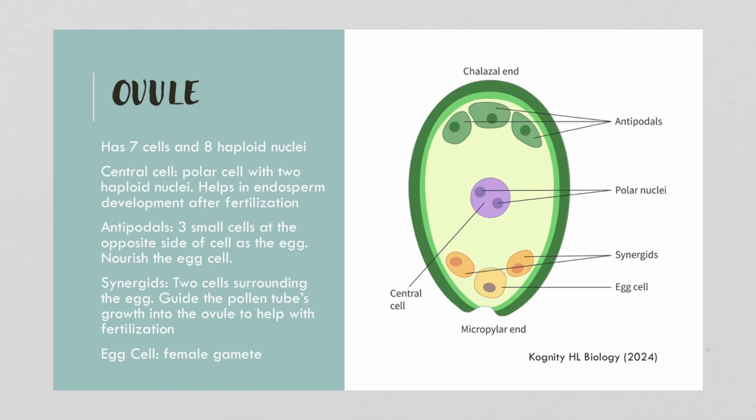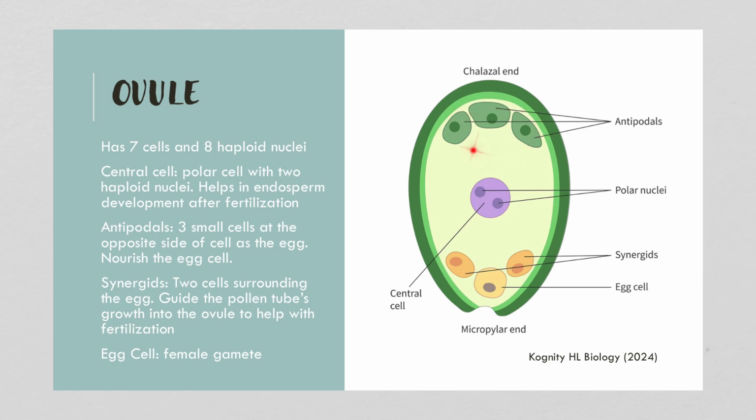The ovule is even more complicated, so instead of having 2 cells within, it has 7 cells and 8 haploid nuclei. So first of all, there's the central cell, which is right here. It's a polar cell with 2 haploid nuclei, as you can see. It helps in the formation of the endosperm after fertilization.